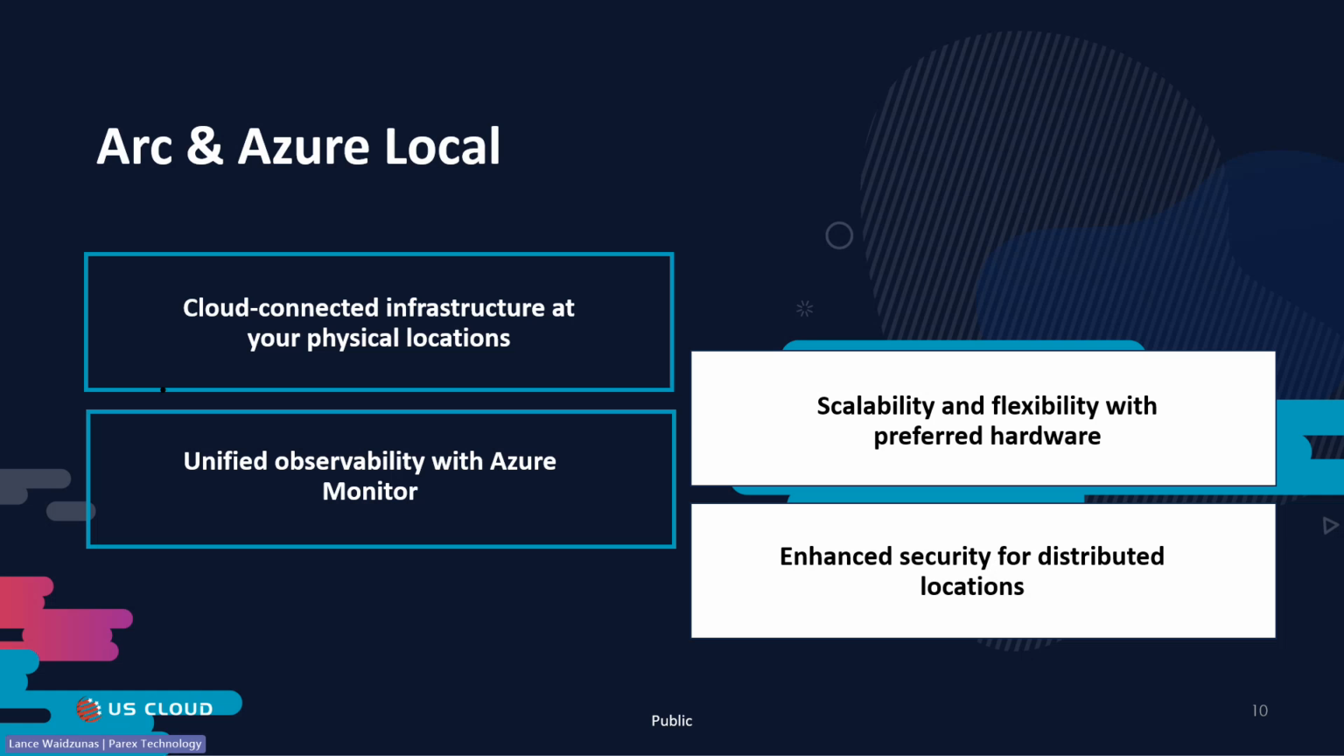Most importantly, Azure Local enhances security by extending all of your cloud security features directly to your distributed locations. This protects your applications and your data against advanced threats using tools that are built right into the Azure portal. And again, all of this is controlled through a single pane of glass directly through Azure Arc.